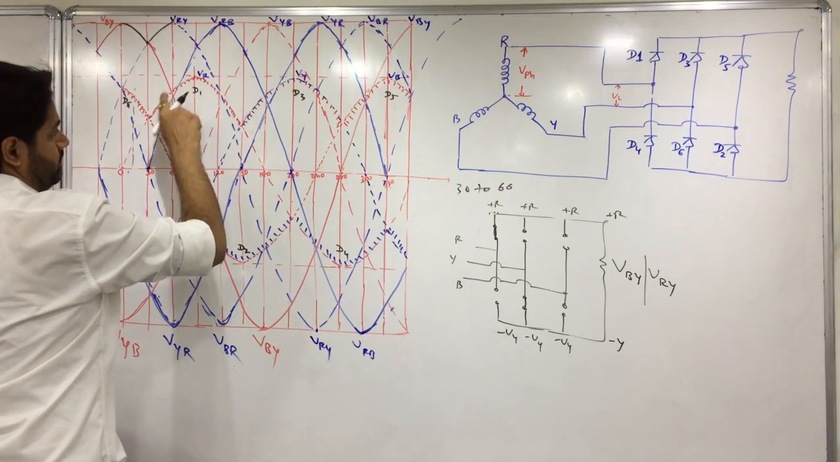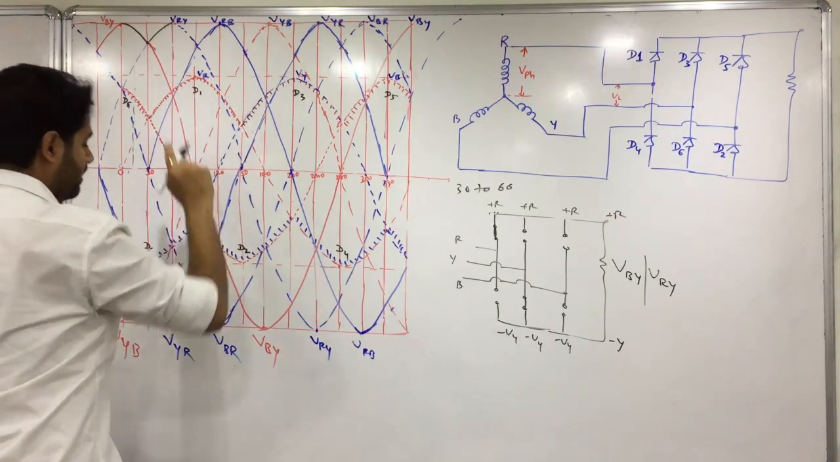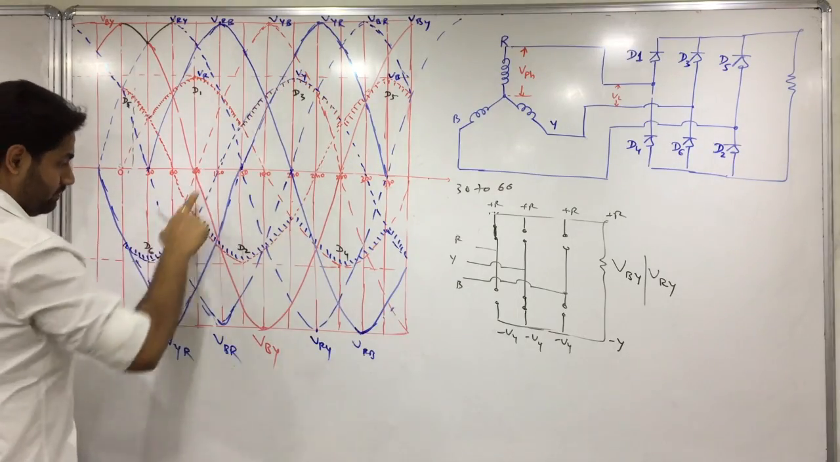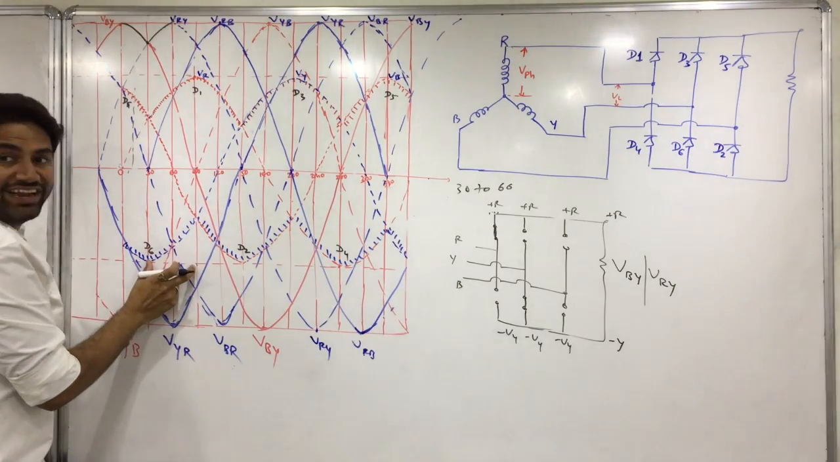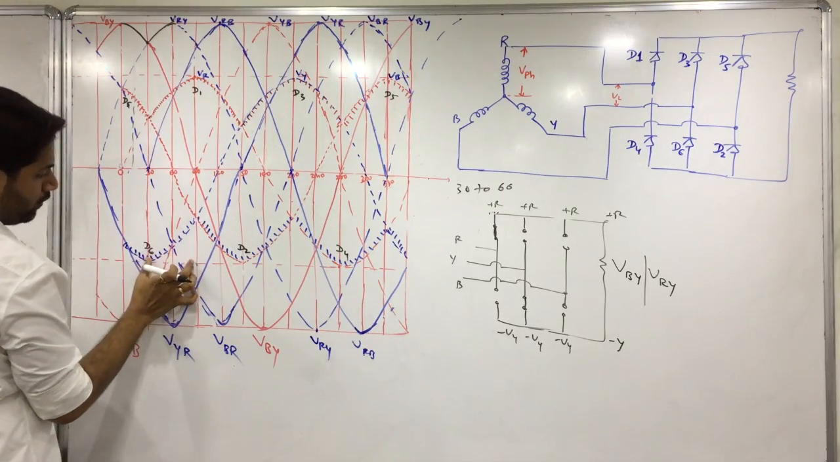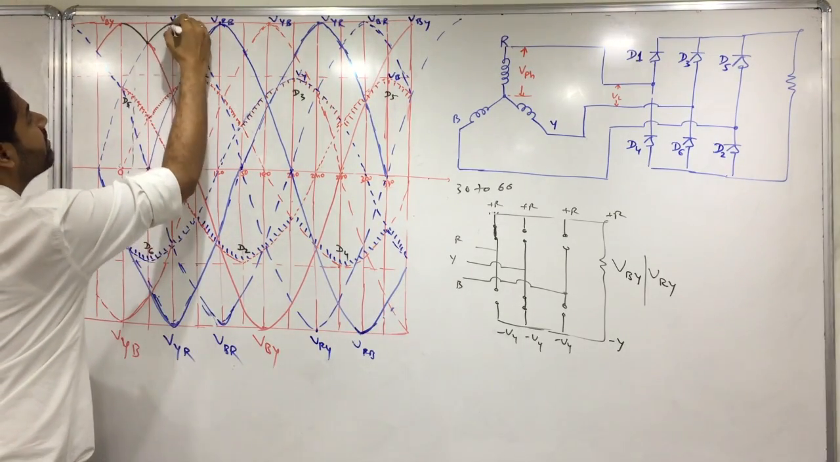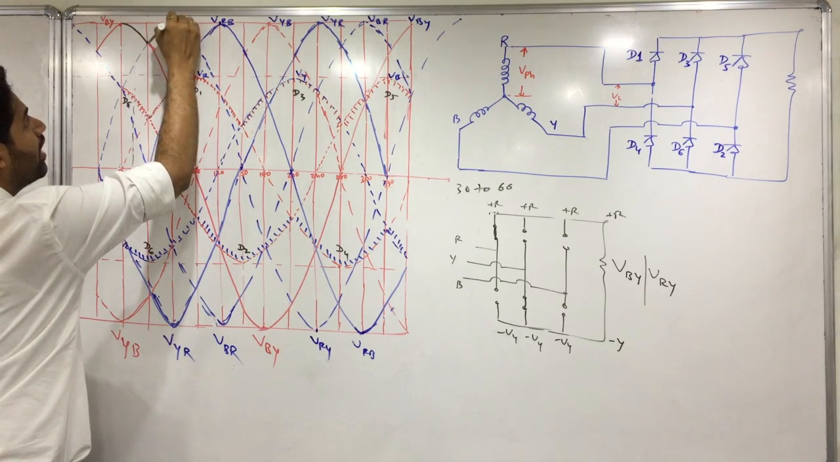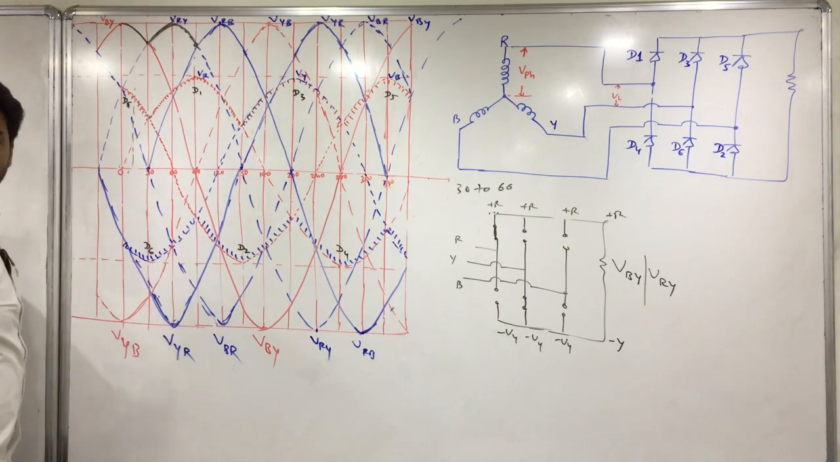Entire is R. Positive is R. Negative from here till here it is Y. Here till here is 60 degrees. 60 degrees you have Y. So for this entire 60 degrees you will be having VRY. Got it? Clear? Done?